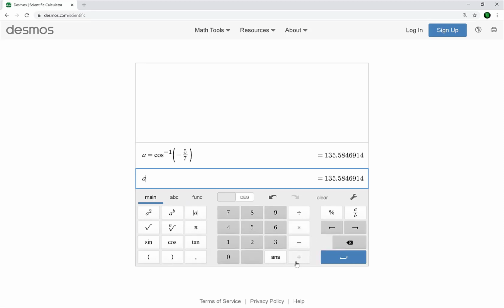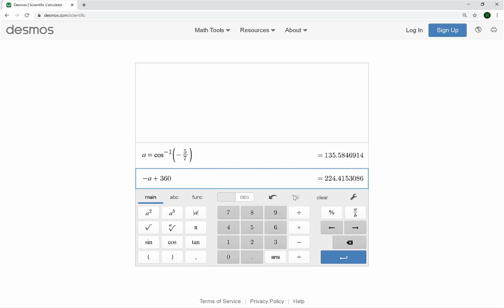I'm going to write A plus 360. There's another answer. Oh, wait. Did they want the answer between 0 and 360? Yes. Oh, okay. Then that is not an answer. Let me put a negative in front of the A. There's another answer. So there it is, 224.415.